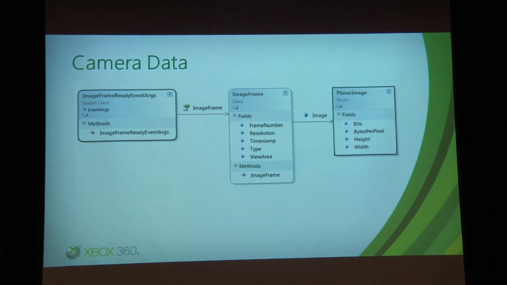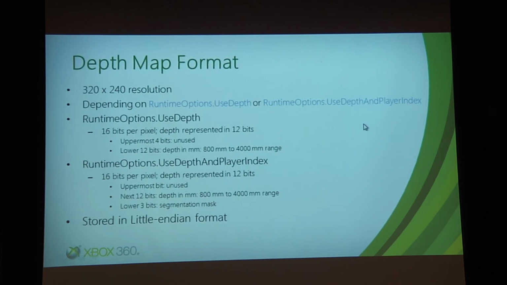So the way to access depth data is exactly the same as the way to access video data, right? You hook into the event, it'll return an image frame, and all of the data is going to be inside the image field of the image frame, and all of the depth data is still going to be inside bits, right? So it's exactly the same as before, which we'll see in a second.